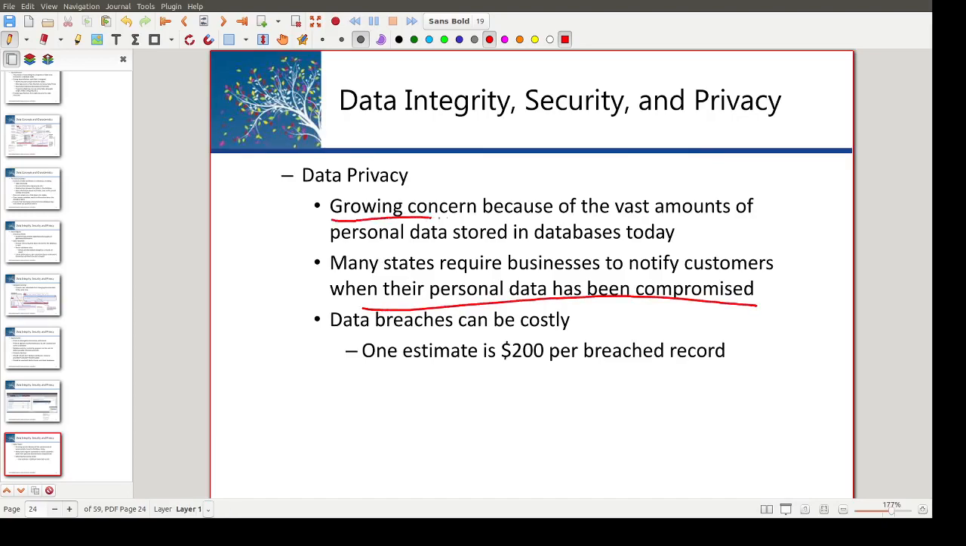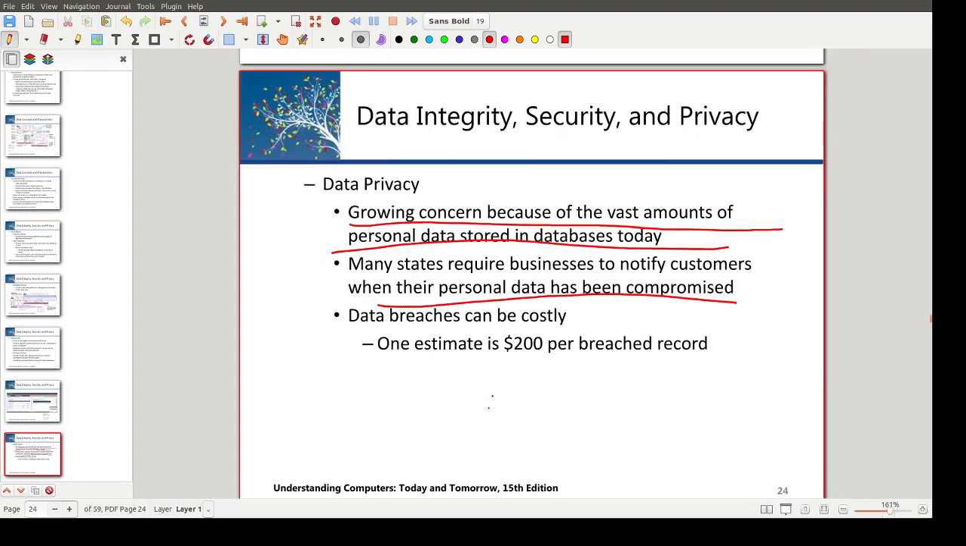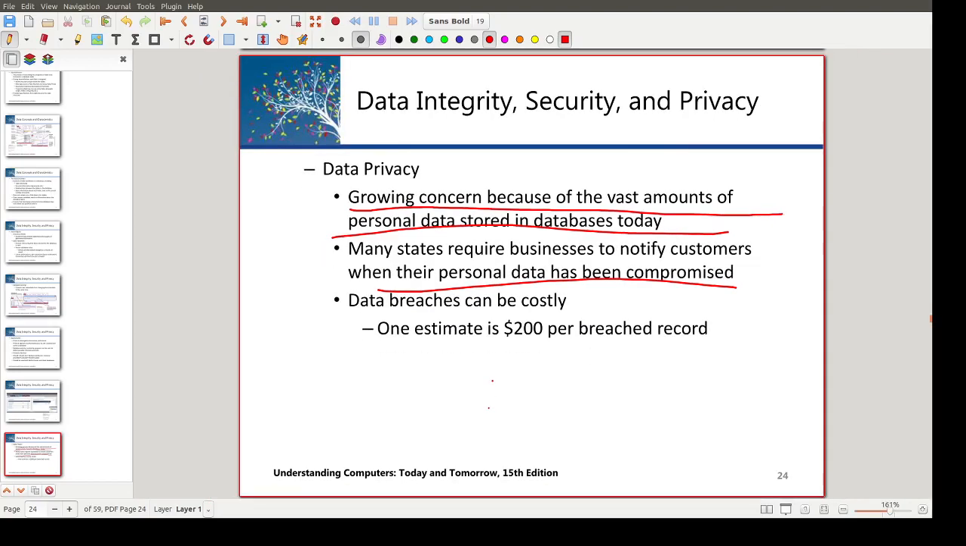It is a growing concern because of the vast amounts of personal data stored in databases today, and most of them are on the web now. So many of us have their own information already revealed to other entities that we don't want to know more about us. Data breaches can be costly. One estimate is $200 per breached record. So if it is very sensitive data, then it might cost you more.